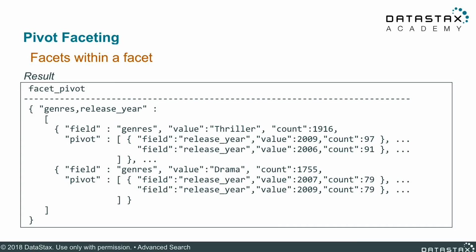The output of pivot faceting can be a lot of data. Here, we're looking at a pared down version of some output to give you a sense of it. You can see that we have counts first by the genre value, and then the results are further broken down by release year. We get counts at every level.